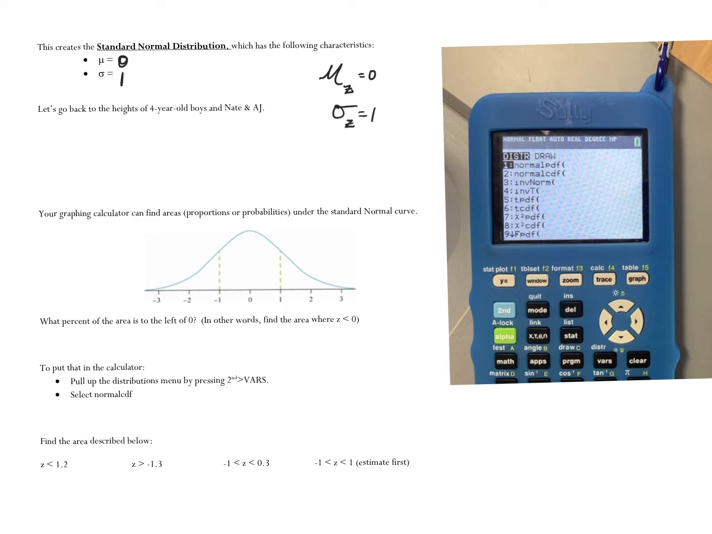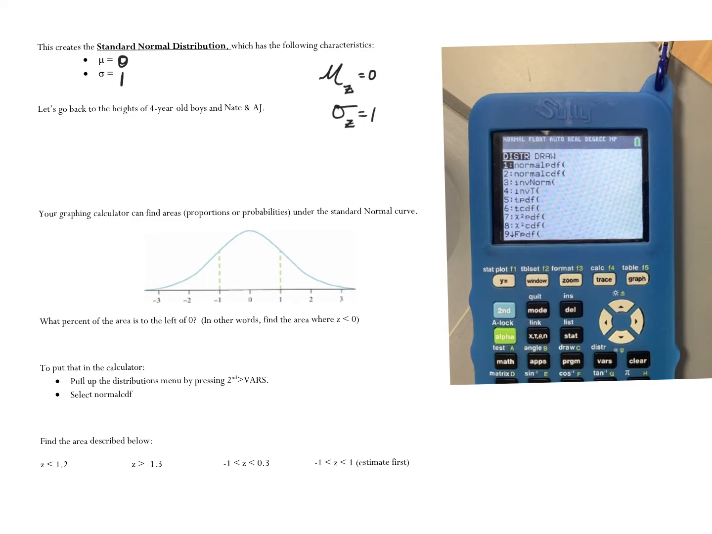Does anybody see anything that might help us with a known normal distribution? The third one, where it says inverse norm? Maybe not. That is one of the ones we're going to use. Anything else? One looks like it's going to be helpful to us. We're always going to choose either 2 or 3 in this menu, and it depends on what we're going to do. I'm going to start with the one that says normal CDF. That CDF stands for cumulative distribution function.